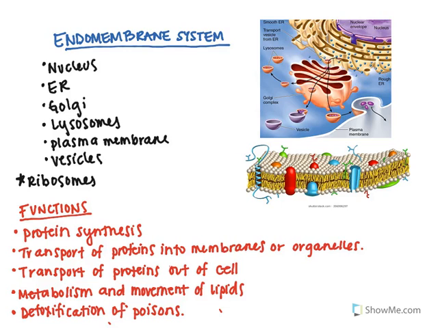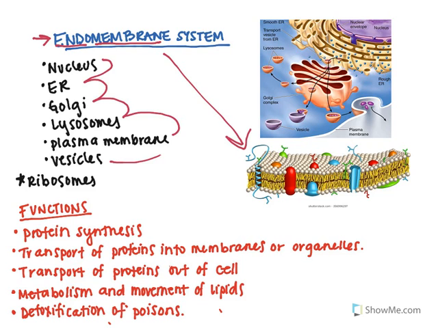Hey guys, I'm going to go through some of the organelles from chapter 4. I'm going to talk about a few organelles here, the ones that are part of the endomembrane system. Endo meaning in, membrane, you know what a membrane is. So all of these organelles have a membrane and they are part of a system.